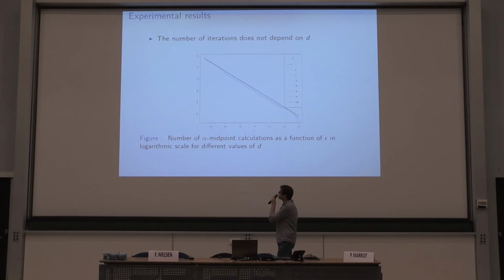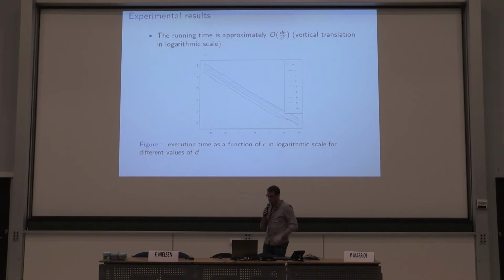These are our experimental results. As we could foresee, the number of iterations does not depend on D. These curves are the number of alpha midpoint calculations as a function of epsilon, both in logarithmic scale. And so we see that it does not depend on D. By plotting the running time, we see that the slope is approximately -2, which means that the running time is approximately O(1/epsilon^2). And we see that changing the dimensionality of the data just produces a vertical translation in this logarithmic scale.